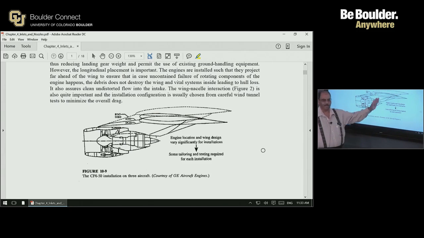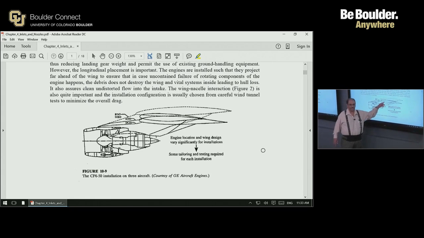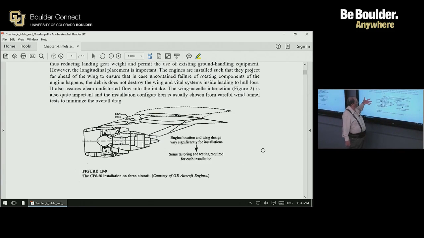The reason for that, of course, is that any uncontained failure should not cause damage to vital parts in the wing, including the tanks, and cause a hull loss. So invariably, in the underwing installations, the engine protrudes quite a bit ahead of the leading edge. Now, this is advantageous in the sense that the engine is essentially ingesting fairly undisturbed air.